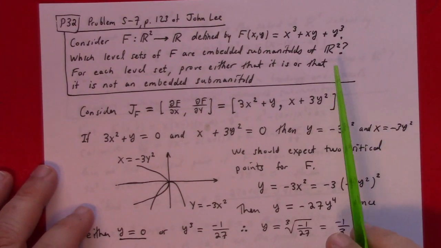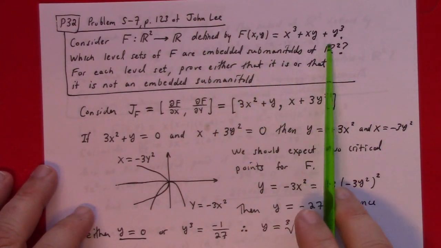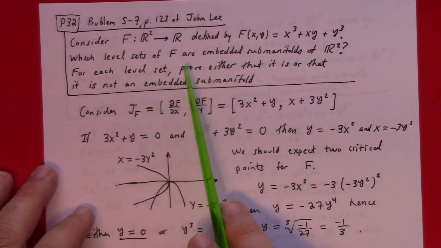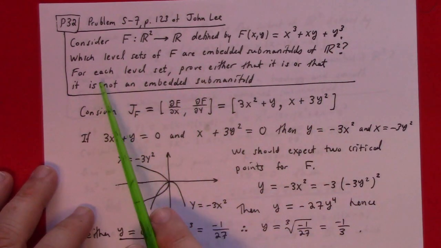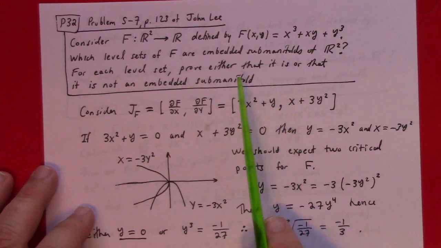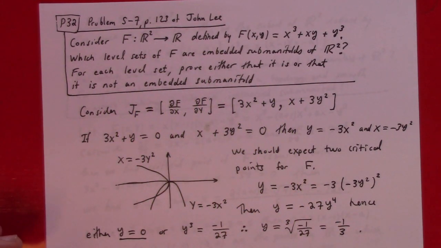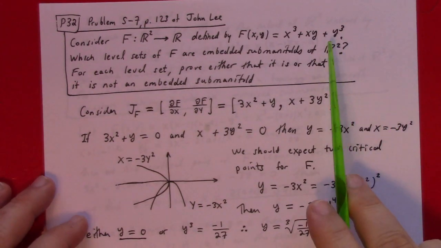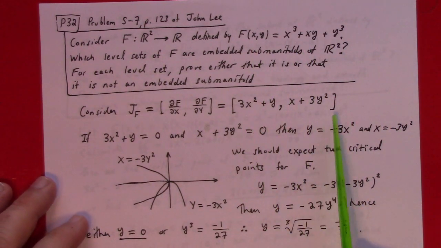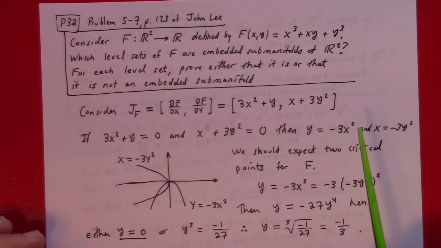Now this brings us to problem 32. We've got this lovely function here. And the question is, which level sets of F are embedded submanifolds of R^2? For each level set, prove that it either is or is not an embedded submanifold. All right, so calculate the Jacobian. In this case, it's just a 1 by 2 row matrix.